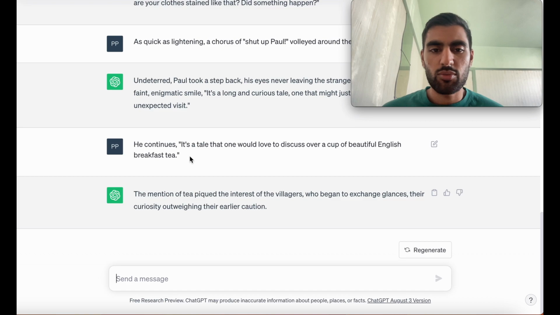It's a tale that one would love to discuss over a cup of beautiful English breakfast tea. The mention of tea piqued the interest of the villagers, who began to exchange glances, their curiosity outweighing their earlier caution.